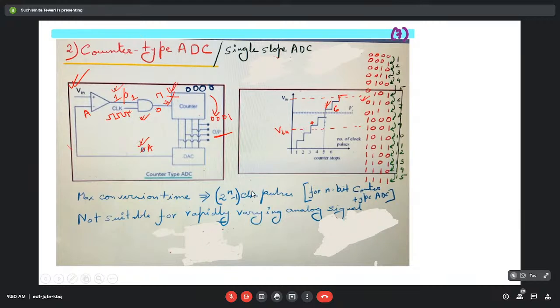In the previous one, only one clock pulse was needed, but here 2 to the power n minus 1 clock pulses are needed. Not only that, we have gotten a variable conversion time. It is dependent on the input value. Also, if we increase the number of bits, we are basically introducing more levels to a specific range. Within a specific range, we are introducing more discrete levels.